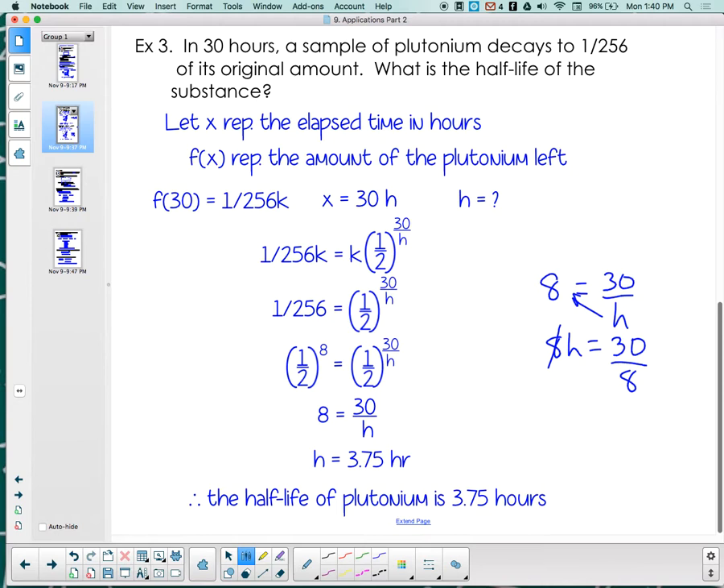Any other questions about half-life? So far, so good? Nothing too complicated, I hope.